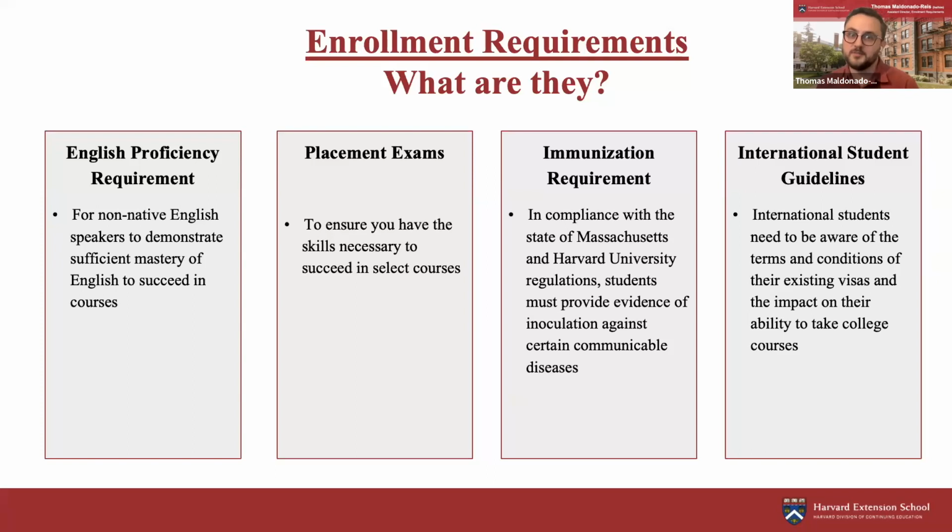So let's start. What are enrollment requirements? In brief, we have 4 general buckets that you should be aware of. There's the English proficiency requirement. This is a pre-registration activity. For those students who identify as a non-native English speaker, in order for you to be able to demonstrate sufficient mastery of English to succeed in courses, you do have to meet this requirement. Another pre-registration activity are the placement exams, the critical reading and writing skills test, and the math placement exam.